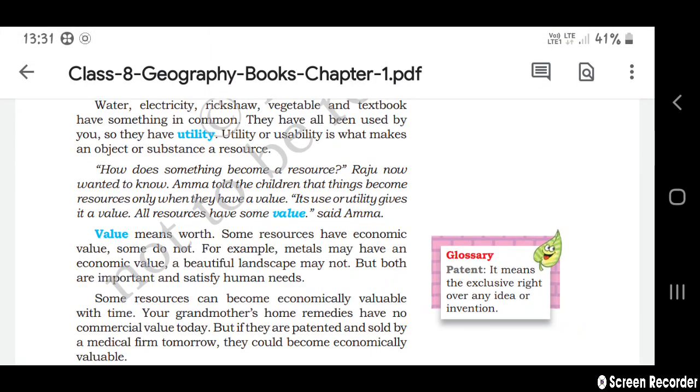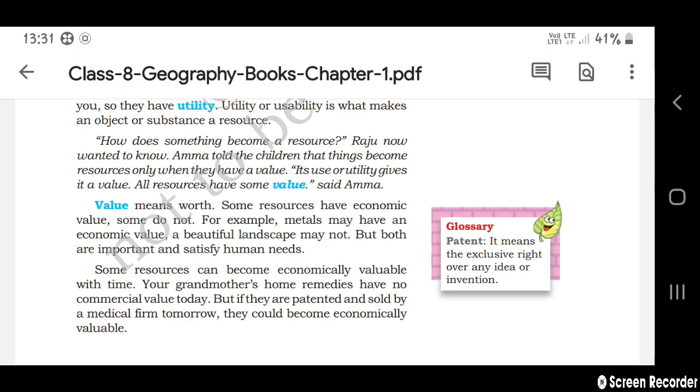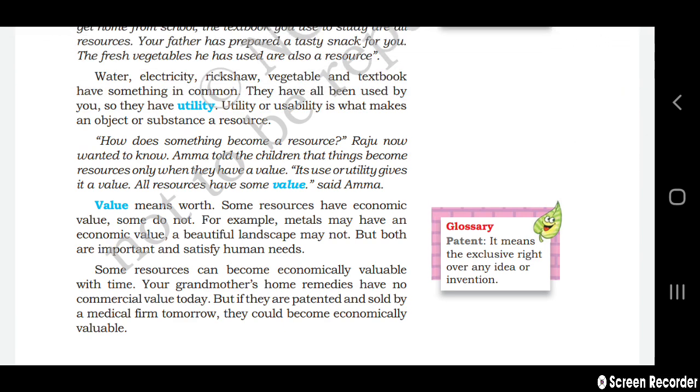So how does something become a resource? Now you know about resources, but how do things become resources? Raju asked his mother as he wanted to know the answer. Amma told the children that things become resources only when they have value. Take a book. It has its own value as you need it for study. That's why it is a resource. Its use or utility gives it a value. All the resources available in the whole world have some value of their own, Amma said to Raju.